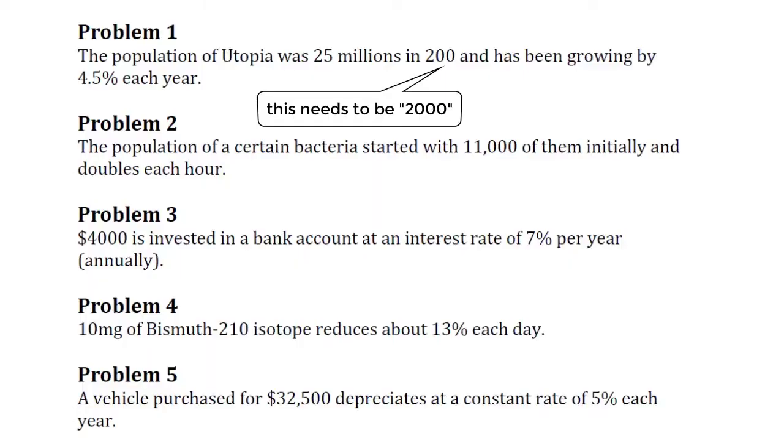Now, if you don't like working with chemical substances, there are also other problems out there where we can see that a quantity reduces on its own. A vehicle purchased for 32,500 depreciates at a constant rate of 5% each year. So now there is another reality that maybe a lot of us know already, but maybe some people are not aware of.